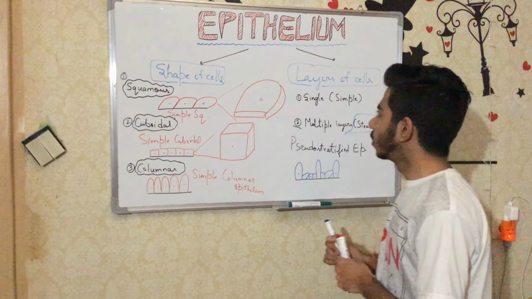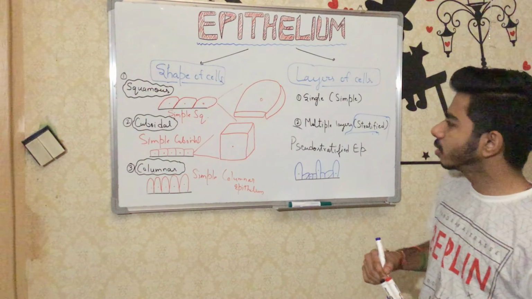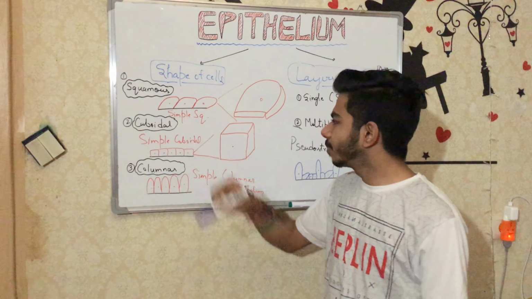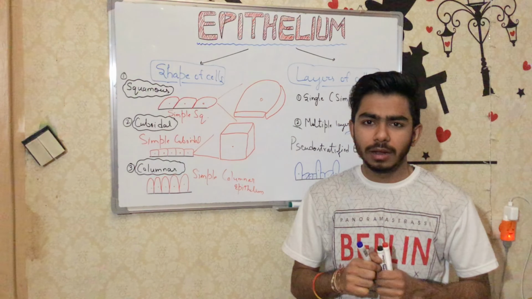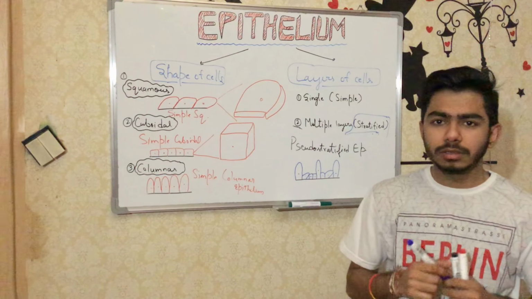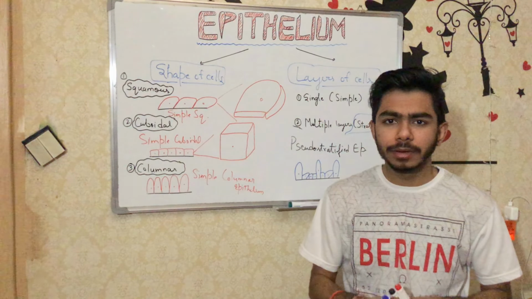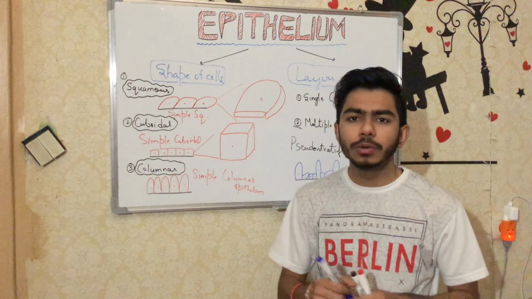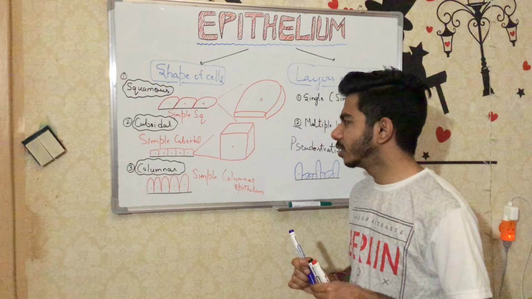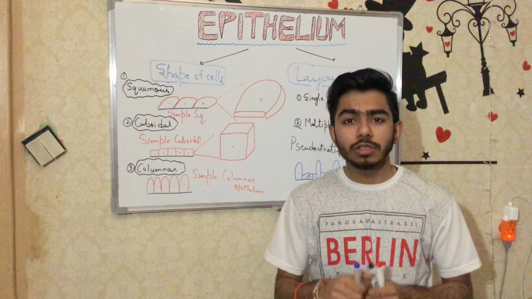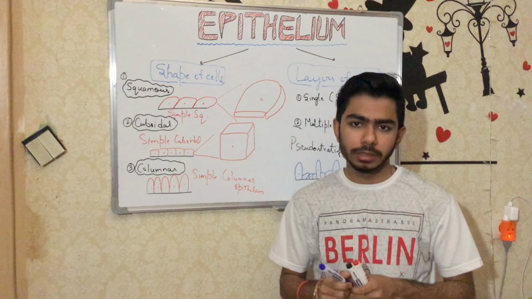Now let's talk about the locations of all these epitheliums. Simple squamous epithelium is present in the lungs, alveoli, the pericardium around the heart, and the endocardium, that's why it's also called endothelium. Also it could be present in the pleura. Simple cuboidal epithelium could be present in the kidneys: the proximal convoluted tubules, PCT, of the kidneys have simple cuboidal cells.